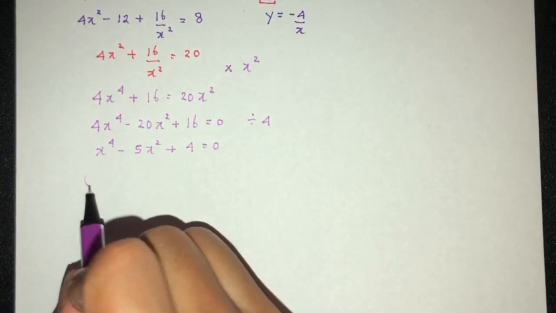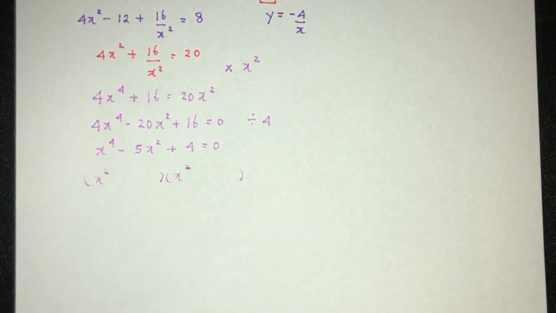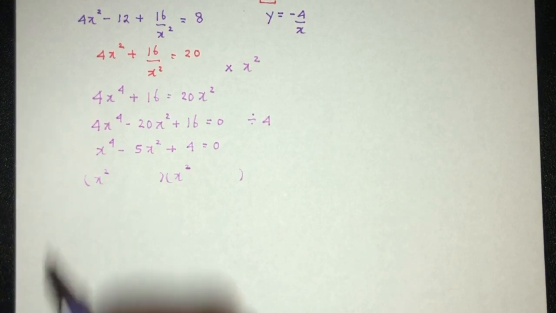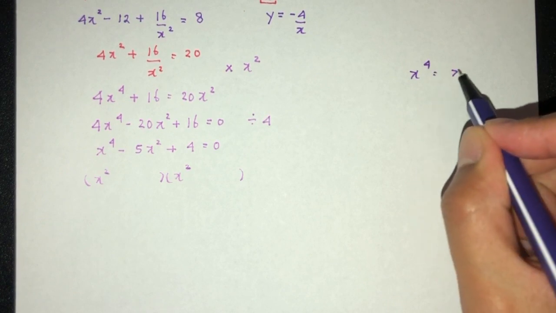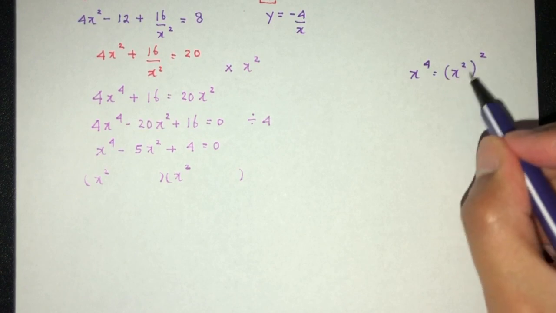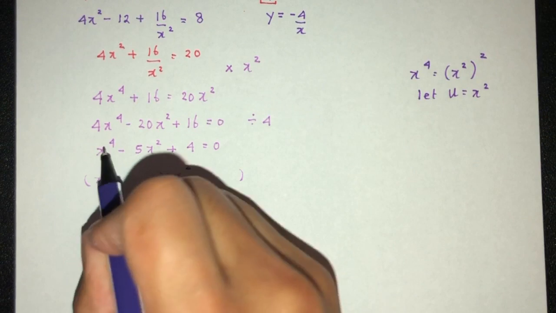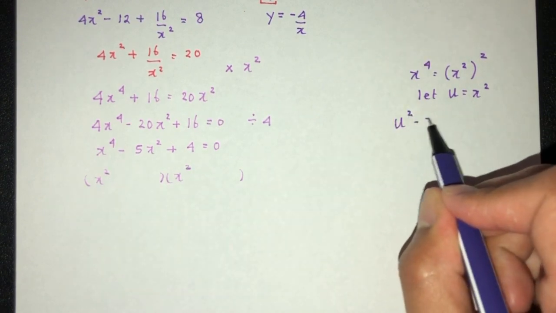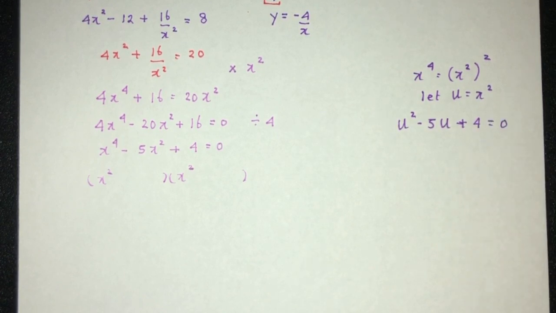Now we can factorize. That will be x squared, right? Because if you do realize this, x power 4 is simply x squared, squared. If you were to replace this by something else, let's say you would say let u equal to x squared, you would have u squared minus 5u plus 4 has to be 0. This is a regular quadratic equation. Same logic here. We just factorize and try to solve for the values of x.